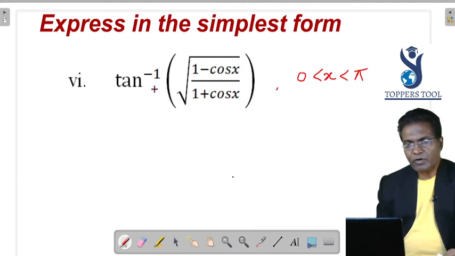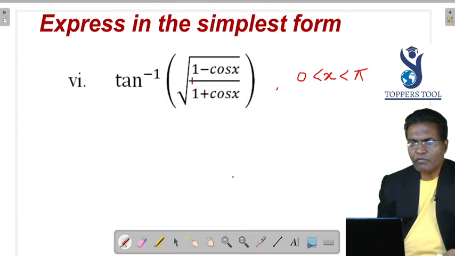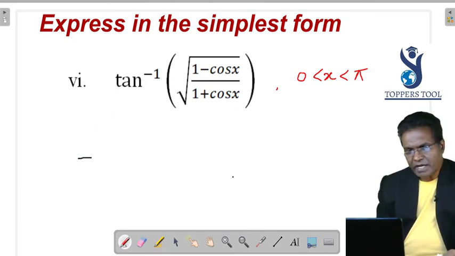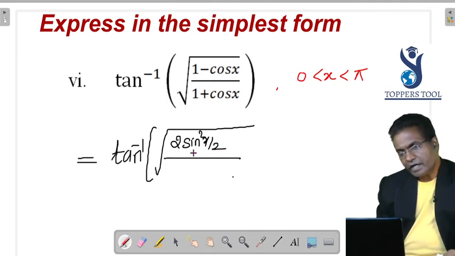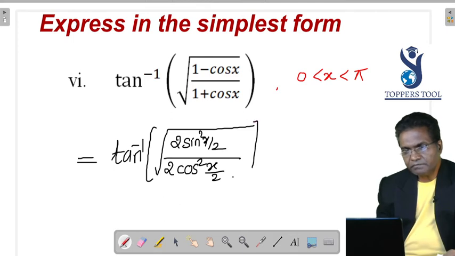Express in the simplest form tan inverse of square root of 1 minus cos x by 1 plus cos x. Okay, so you can make use of trigonometric identities. As I mentioned earlier, 1 minus cos means 2 sin square x by 2. And 1 plus cos means 2 cos square x by 2. I have mentioned earlier.